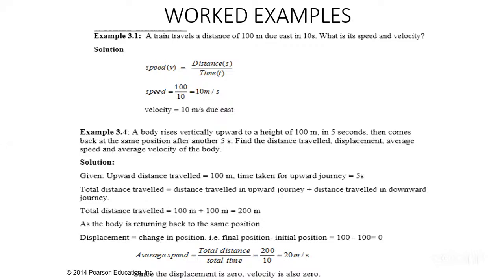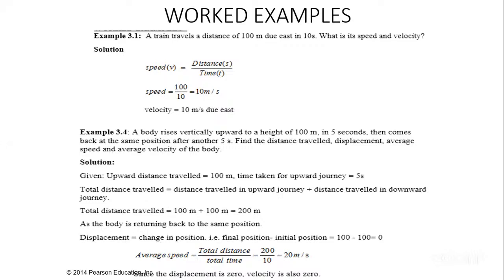So apparently the answer will be the same. The only difference is for velocity, you must include the direction, which is due east. So speed is 10 meters per second. Velocity is 10 meters per second due east.